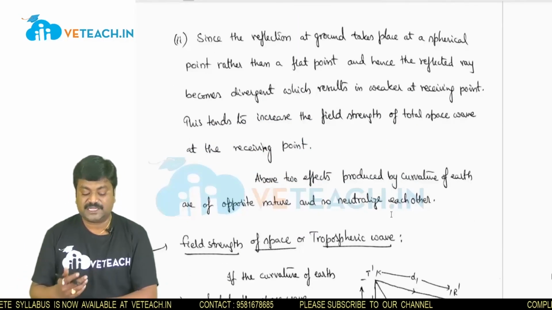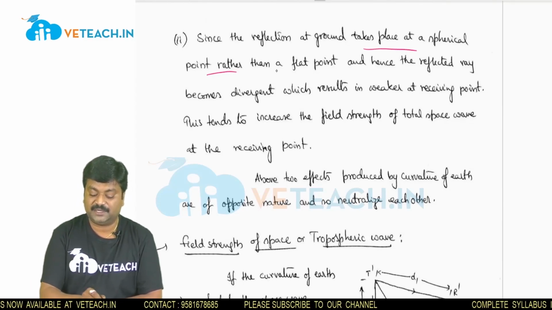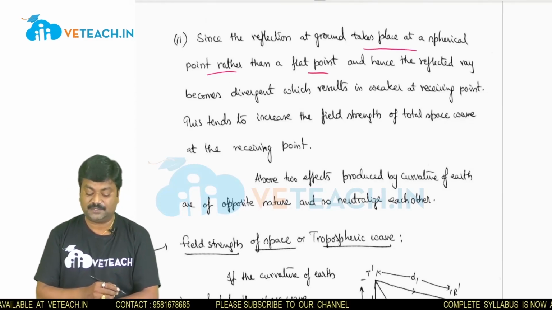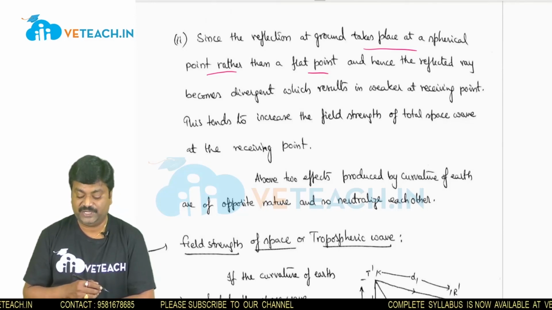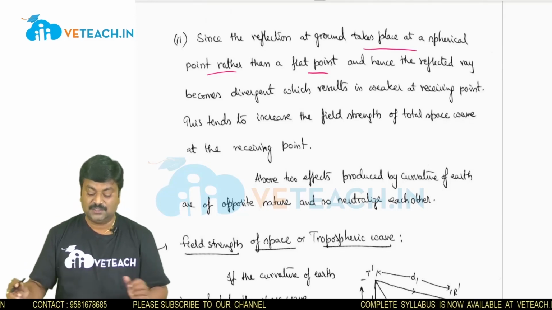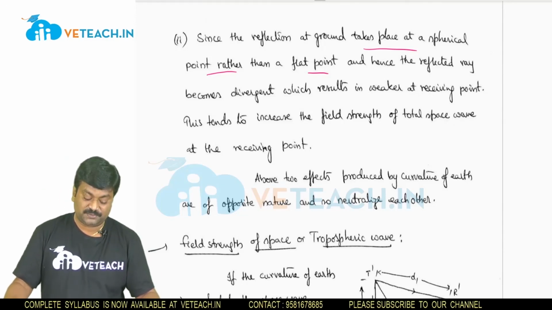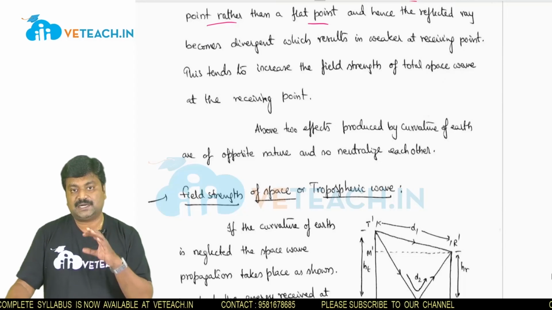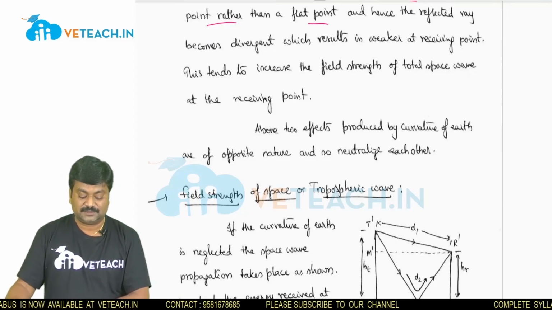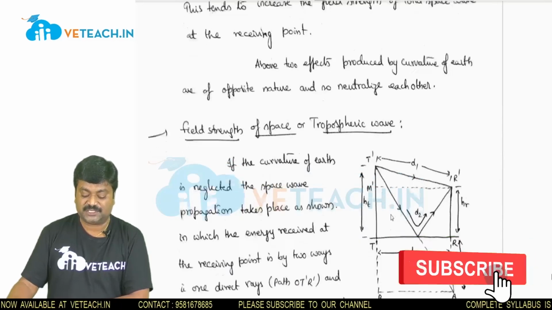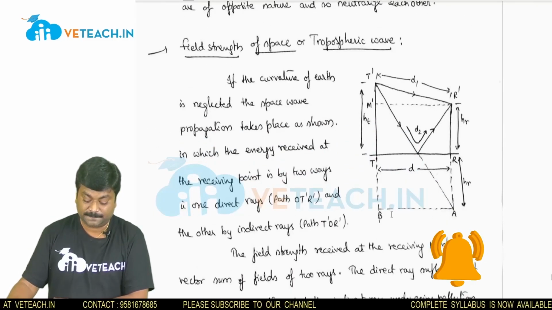And the second point is that reflection at the ground takes place at a spherical point rather than at a flat point, and it always gives a divergence which results in weaker signal at the receiving point. So this tends to increase the field strength of the total space wave. So these two effects are produced by the curvature of the earth, which are opposite in nature, and there is no neutralization of each other. Thank you.